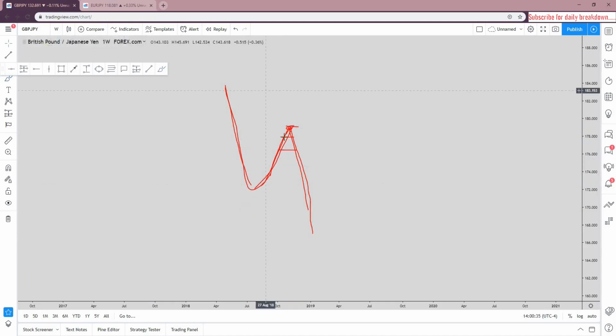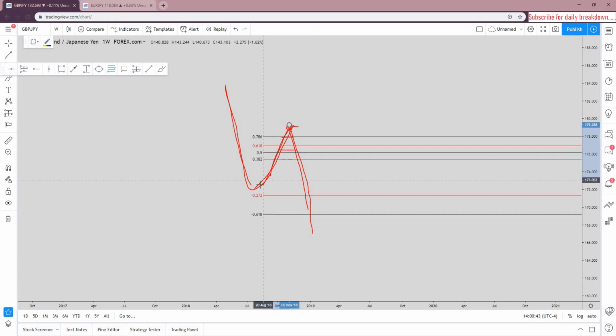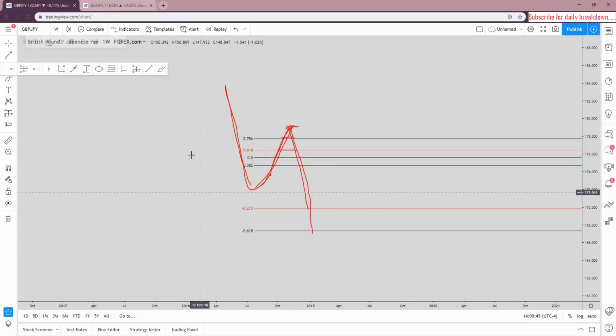Now, what you're supposed to do, again, if you want information on this impulse, you need to take your Fibonacci from the high to the low. So from this high to the low. And you will have two targets. Target 1, that is the red one, that is the minus 0.272, and we will just call it minus 27. And second target, the minus 618. This will be the second target.